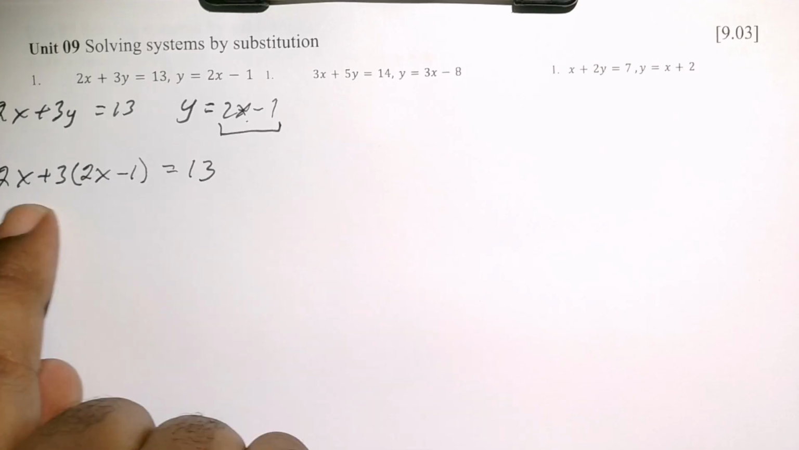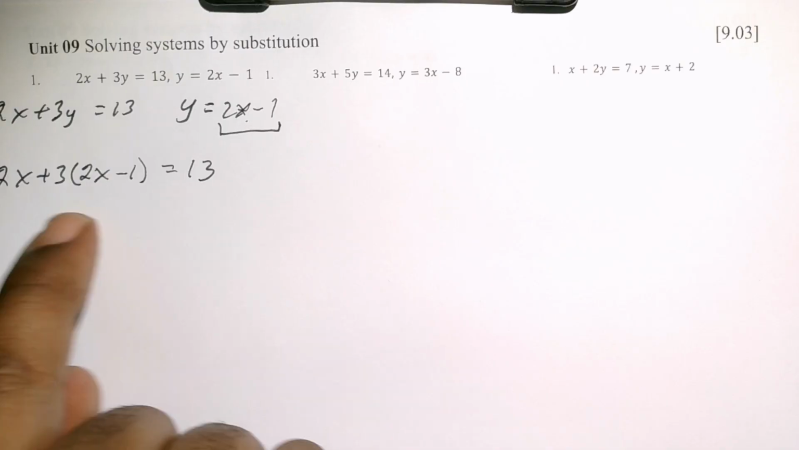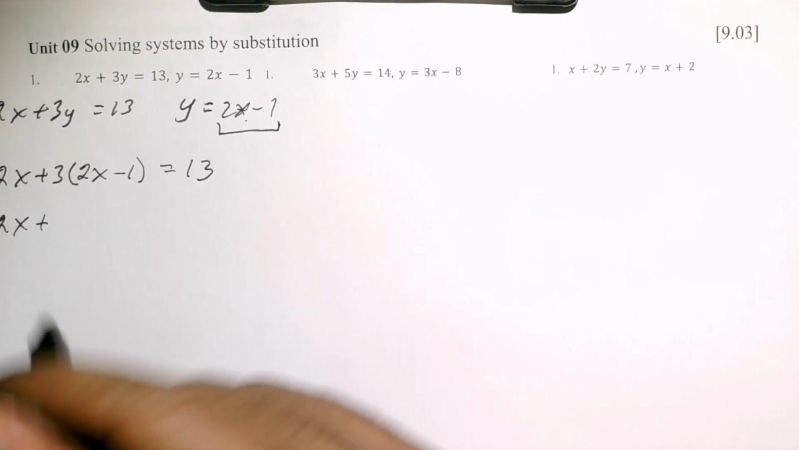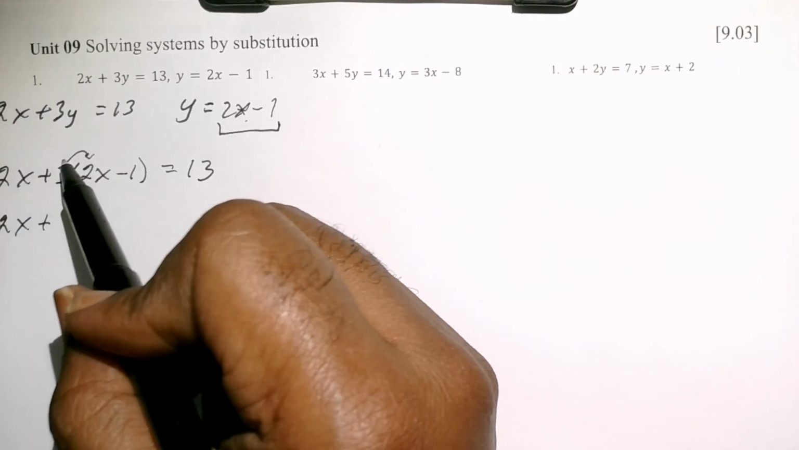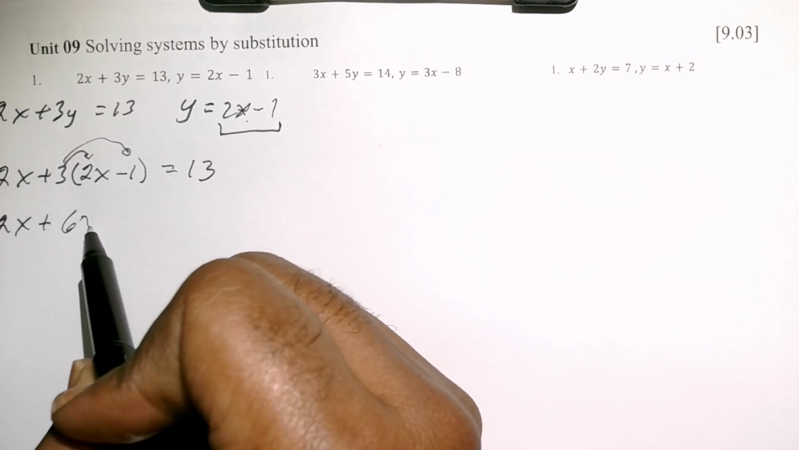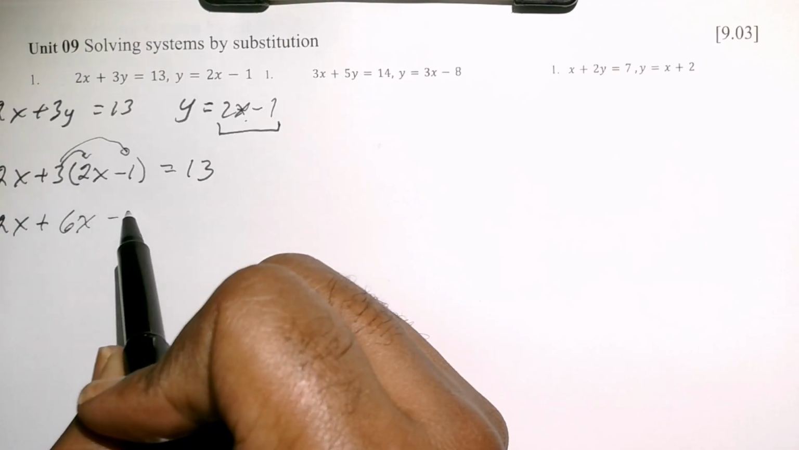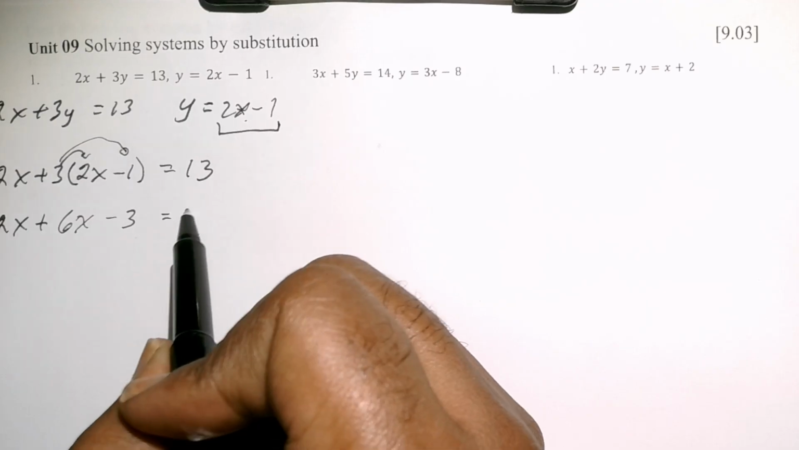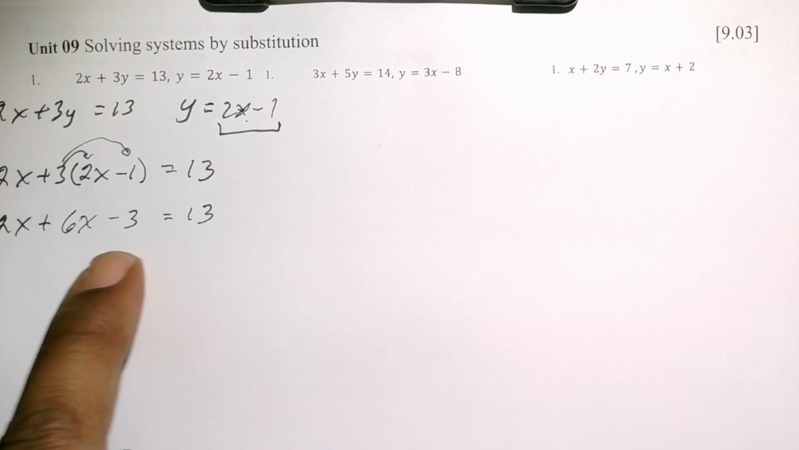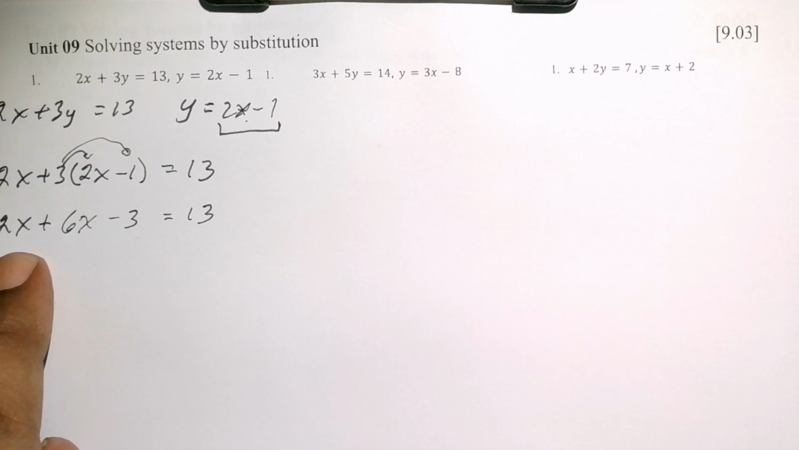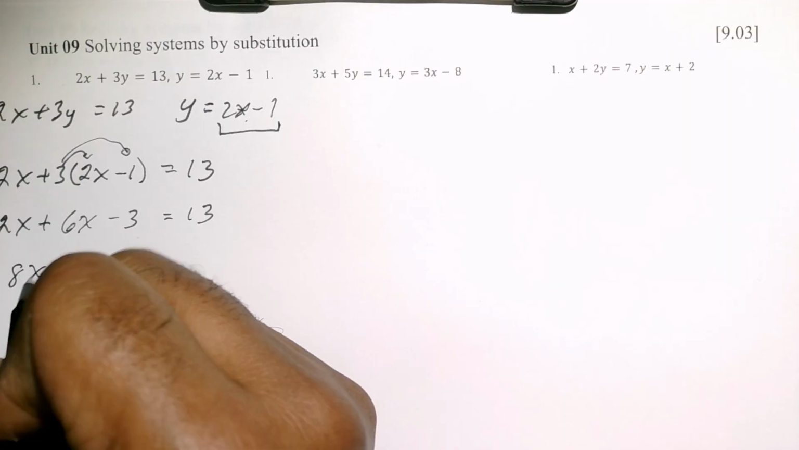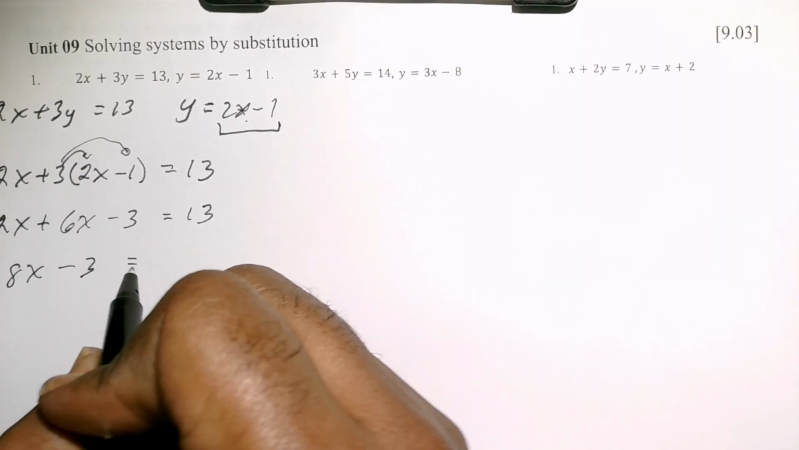Now we're going to solve this equation for x, since now it has only x's. And so start off with 2x plus, and I'm going to distribute this 3 here. That means multiply. So 3 times 2x will give us 6x, and 3 times a negative 1 is negative 3. And this will all equal 13. Now from here, I'm going to solve for x by first combining like terms. So this 2x and 6x will combine to become 8x, minus 3 equals 13.